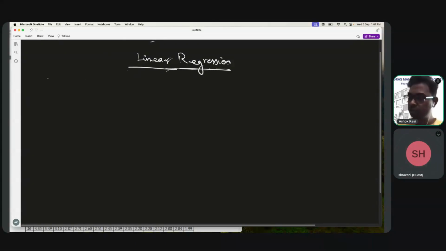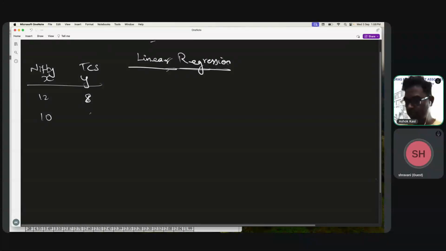So under this, we have an x variable and a y variable. X is the independent variable, meaning I'm taking Nifty, the market. And for the dependent variable, you take any other company, let's say TCS. Now, when Nifty is giving 12 percentage, TCS is giving 8. When Nifty is giving 10 percentage, TCS is giving, let's say, 9 percentage.